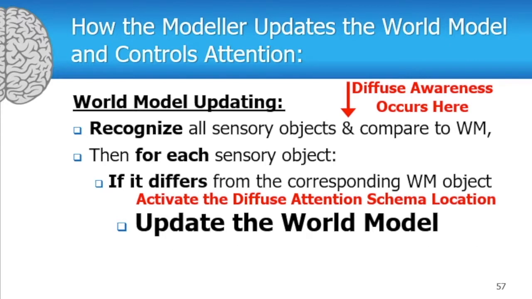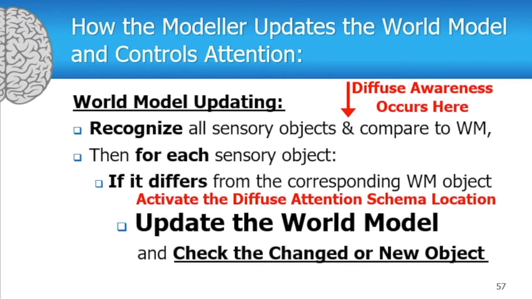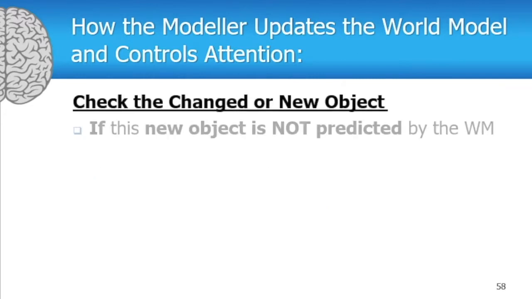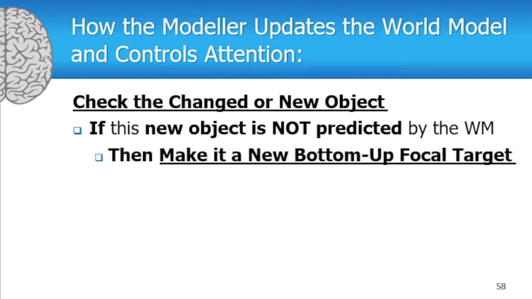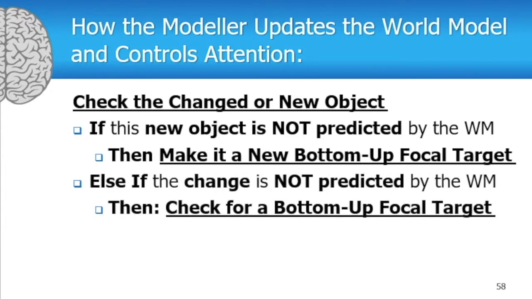Then we start the process of checking the changed or new object to see if it should generate a bottom-up attention target. Now I will describe how the new or changed object is checked. This will start by seeing if it has a new object and if the new object was not predicted by the world model. Then we automatically try to make it a new bottom-up focal attention target. We do this because a brand new unpredicted object should be checked by the controller to see if it is a significant issue or not. On the other hand, if it was a changed object, and if the change to the object was not predicted, we should go through some additional checks before we make it a bottom-up focal target.